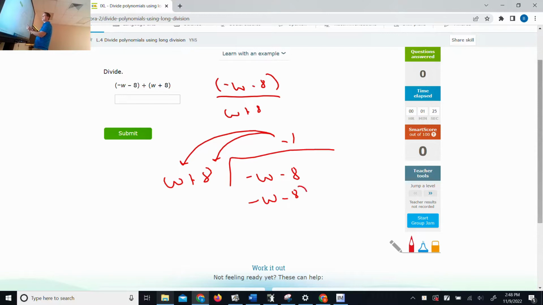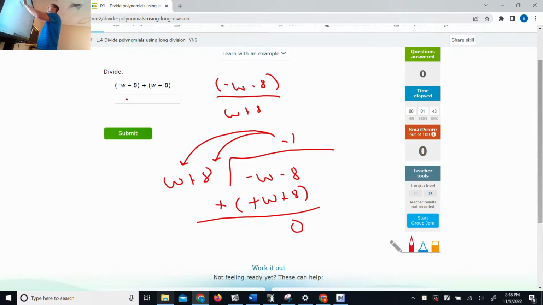Now you're supposed to subtract this line. That's what you're supposed to do. Subtraction changes signs. Plus, plus, plus. So we have no w's and we have 0. So the answer must be negative 1.